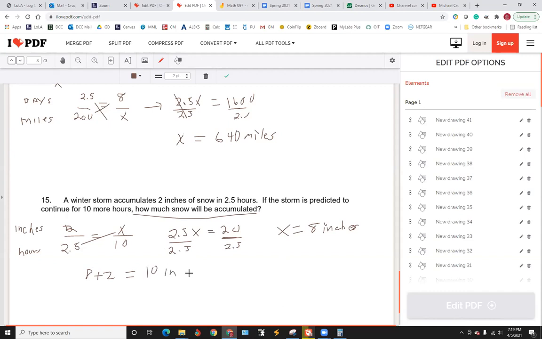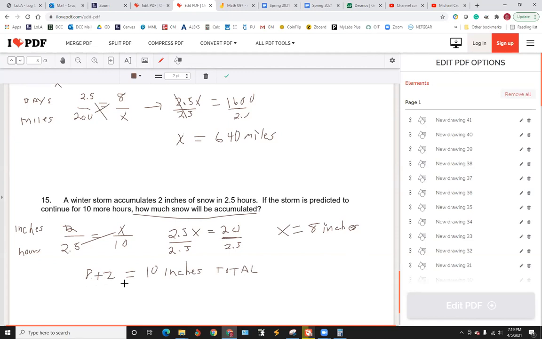See that? So you got to watch out for what they're asking. Because most likely, in something like my math lab, if you had just put 8 inches in there, in a homework, they'll give you a hint maybe. I don't know what they would tell you. Hopefully they give you a hint. But how much snow will be accumulated after 10 hours? And remember, there's already 2 inches on the ground.